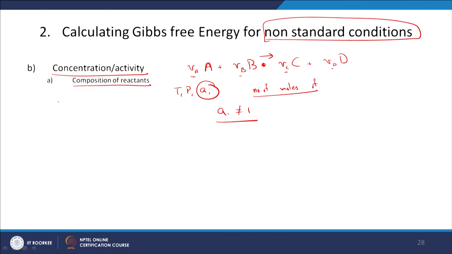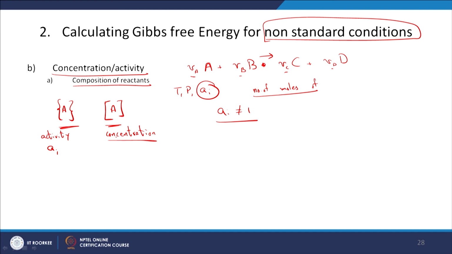In general, we denote the activity of a compound by curved brackets, I guess, and square brackets for concentration. I am unable to remember what we call them, but when we use the square brackets, we use them to refer to the concentration of a particular compound.